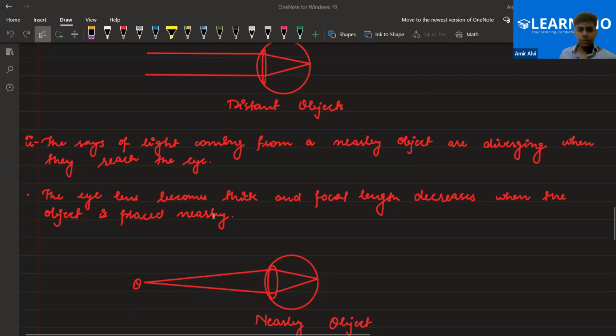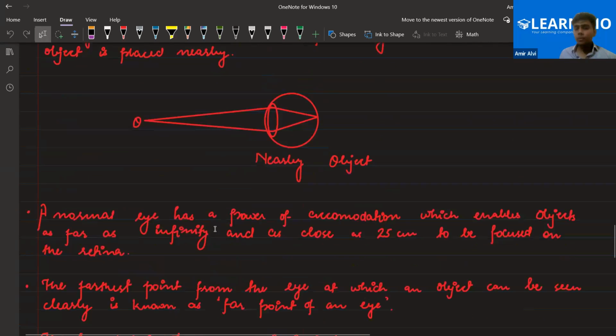Okay, that's great. Chalo. Next thing: a normal human eye has a power of accommodation which enables it to see objects as far as infinity, as I have told you, and as close as 25 centimeters. It means that for the nearby object, 25 centimeters is the distance from the eye at which we can see two objects distinctly. We can differentiate between them without any constraint on the eye. Am I clear to all of you?